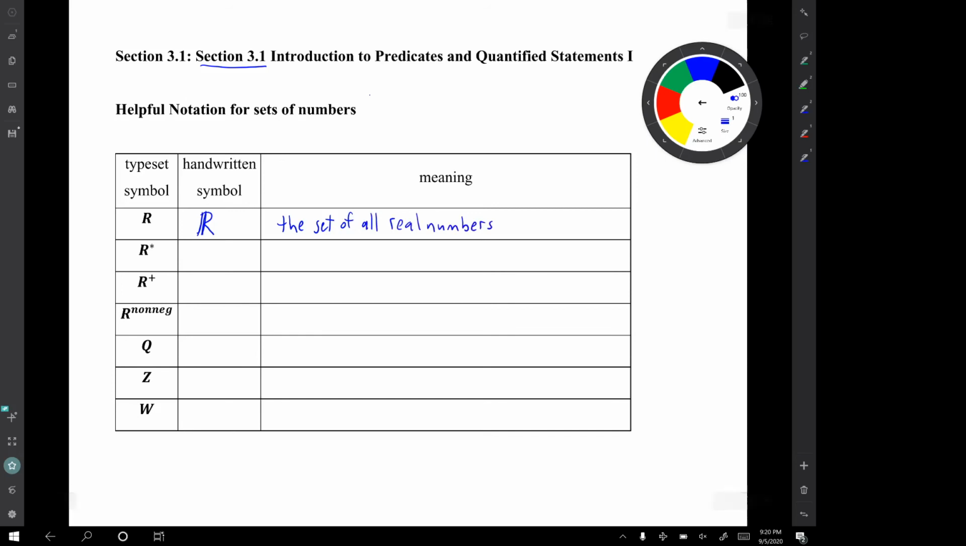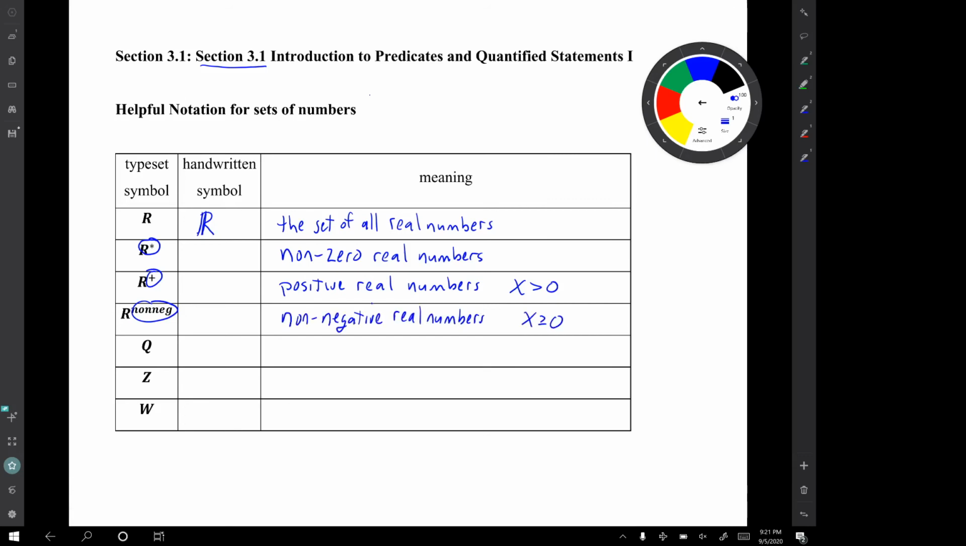There are some variations on this symbol that are accomplished by adding various superscripts. So this superscript asterisk means the set of all non-zero real numbers. The superscript plus sign means all positive real numbers. And of course, this superscript means non-negative real numbers, x greater than or equal to 0.